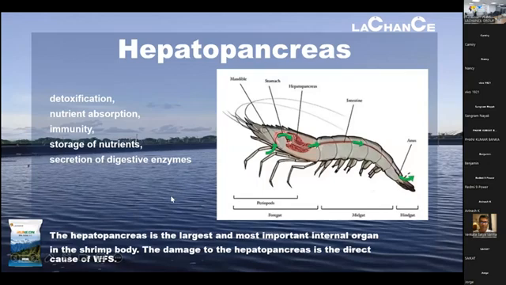We all know that the hepatopancreas is the most important organ in shrimp. It has many functions, such as detoxification and nutrient absorption.